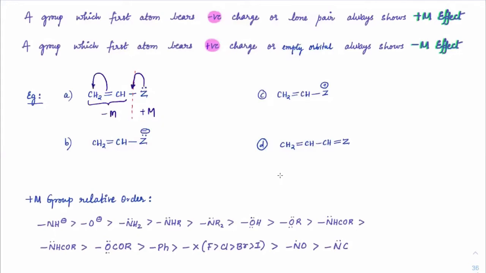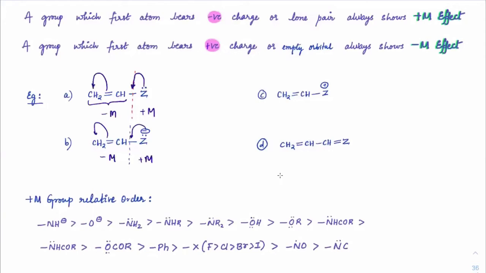Same way here, you can see there is a plus charge present on the second one, check it out. There is a minus charge present on Z, which is moving towards this side. So again, with respect to this, this is accepting electrons, so it is minus M. This is donating electrons, so this is plus M. So Z would become a plus M group there, and CH2 double bond CH will become a minus M group in this case. The characteristic of CH2 double bond CH might change depending upon different groups.